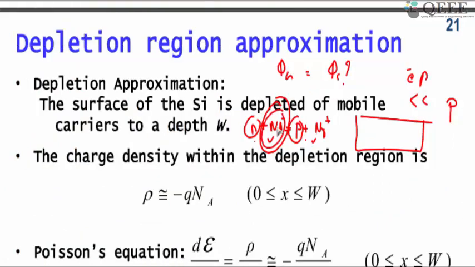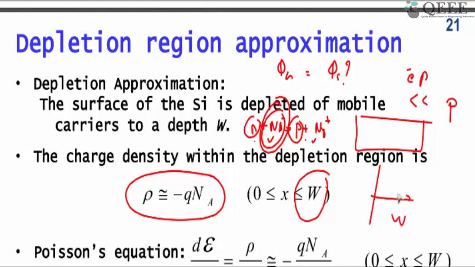Let's assume the doping is uniform. So you can always write rho equal to minus Q times Na, where rho is the volume charge density, nothing but the electronic charge multiplied by the acceptor concentration. Let's assume all are ionized. This surface depletion extends to something known as the depletion width, W. All these charges are depletion charges.